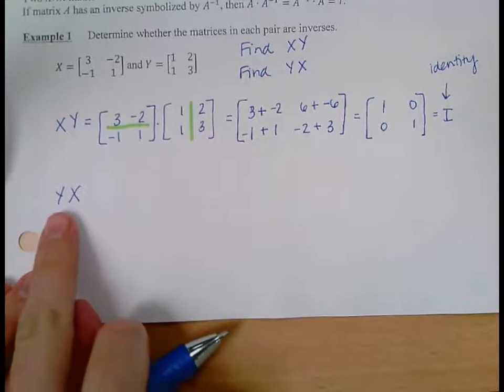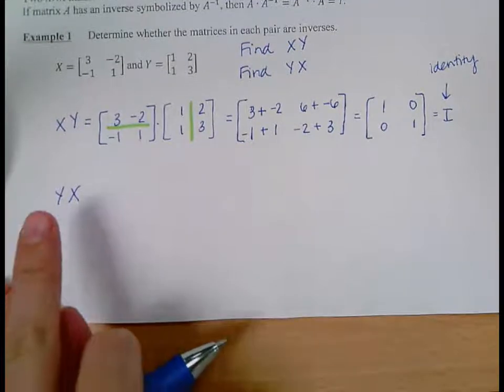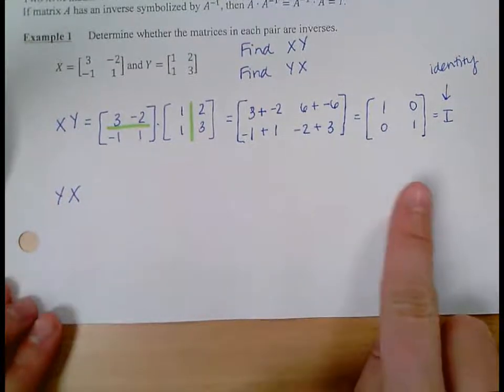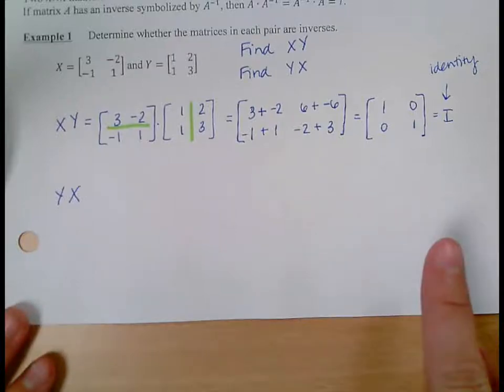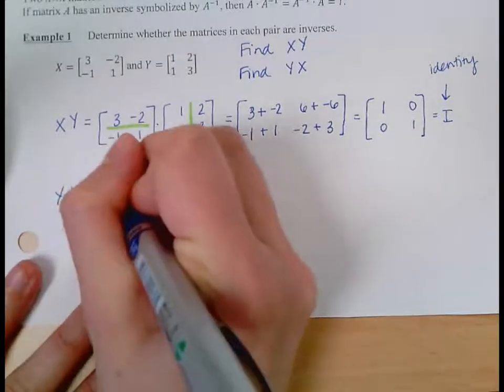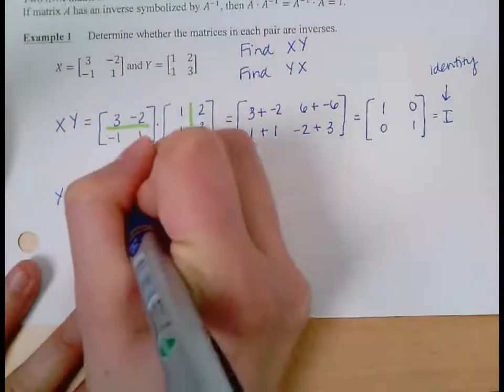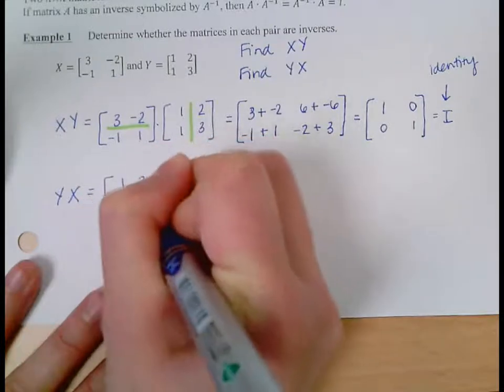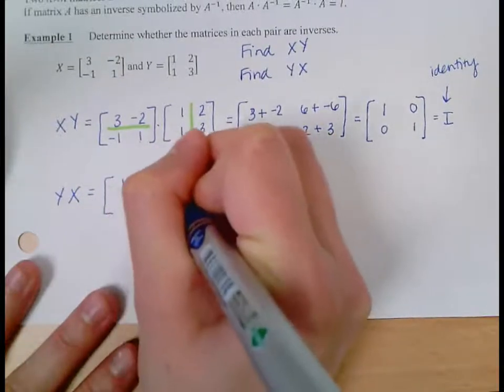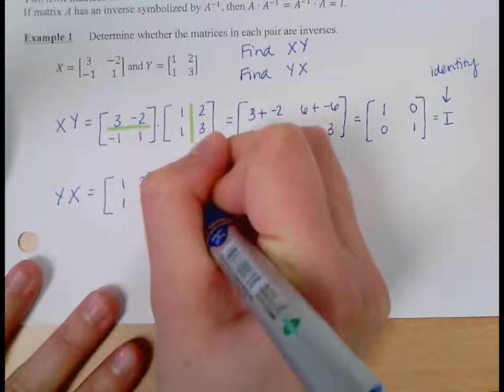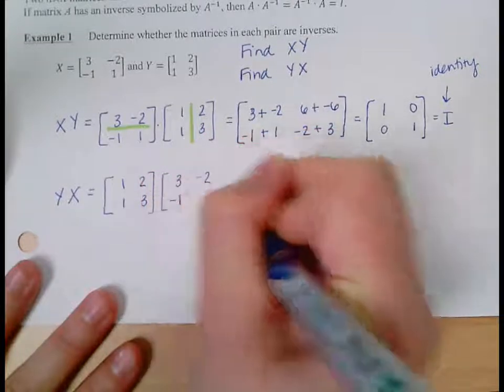If I now multiply y times x, am I still going to get the identity? Because it's possible I won't, so I still have to check. So now I'm going to write matrix y first, followed by matrix x.